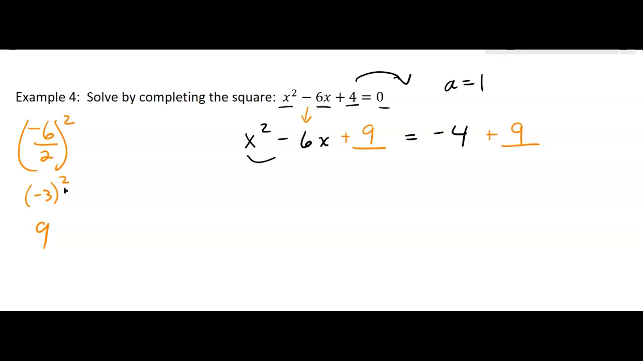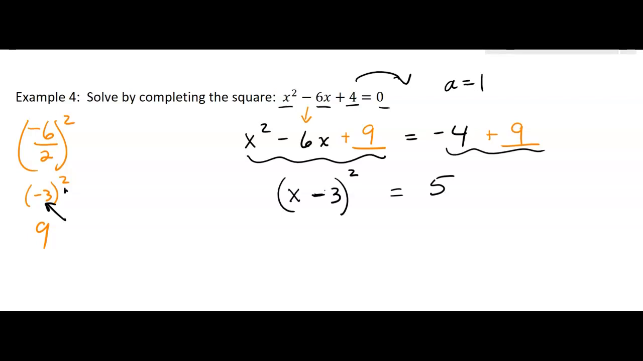Now, I have to write this as something squared. What is the something? X minus 3. How do I find that minus 3? It was right there, right before I squared it. That was the number I wanted. Now, what do I have on the right-hand side? Well, I can add negative 4 and 9. I get 5.